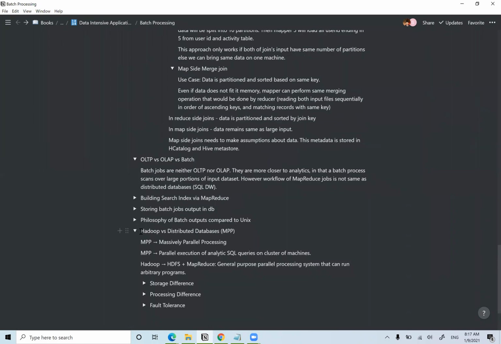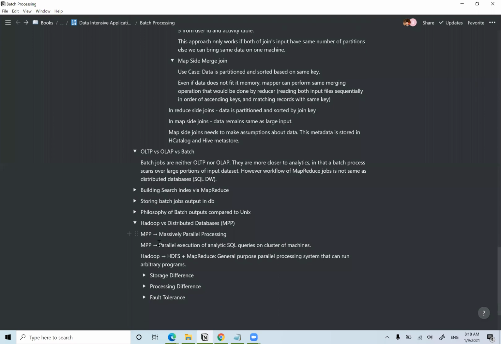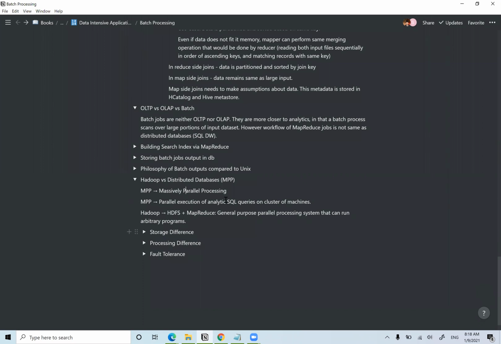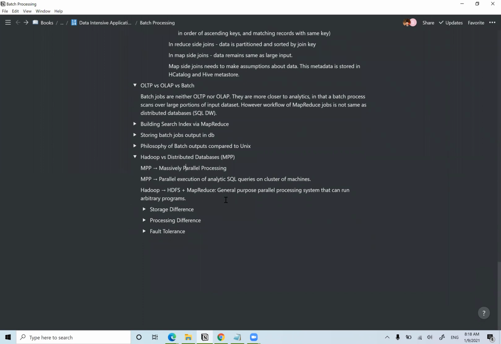So this is the part, right? Hadoop versus distributed databases. These distributed databases, which we use for OLAP, are also called massively parallel processing data systems, and they're basically used for OLAP kind of jobs. So what's the exact difference between these Hadoop kind of batch processing systems and these distributed databases? We will discuss three differences: the difference in storage between these two kinds of data systems, the difference in processing, and the difference in fault tolerance.